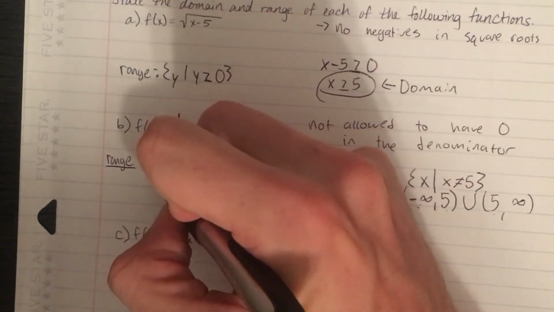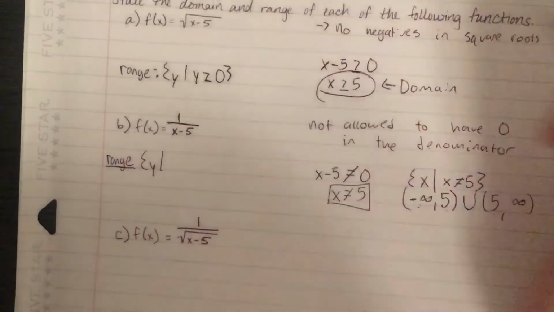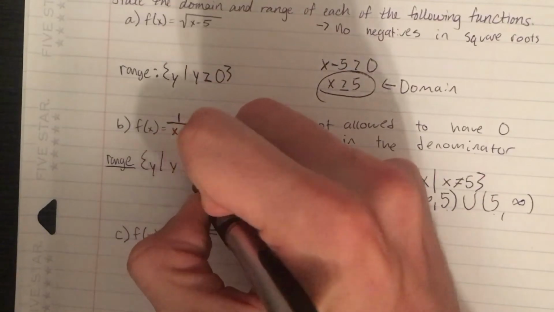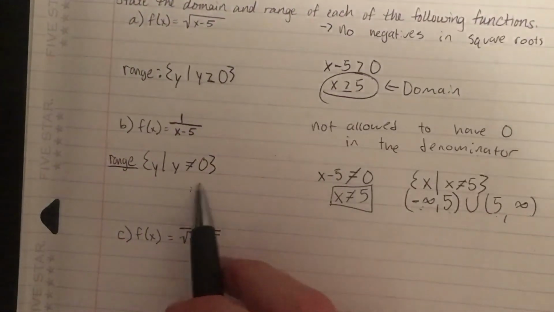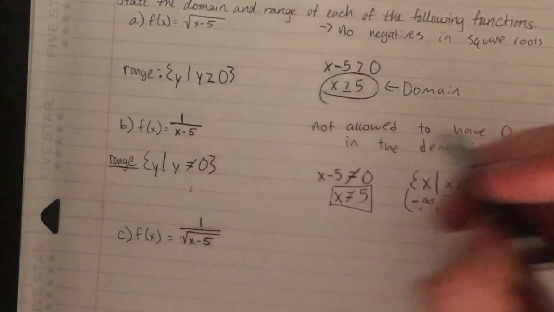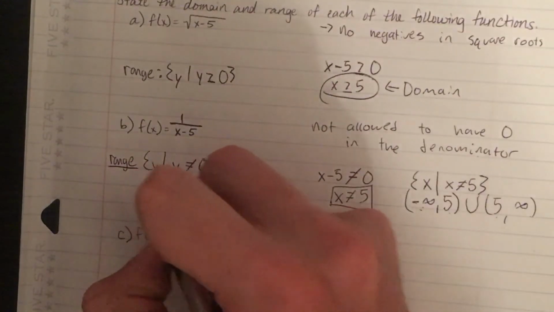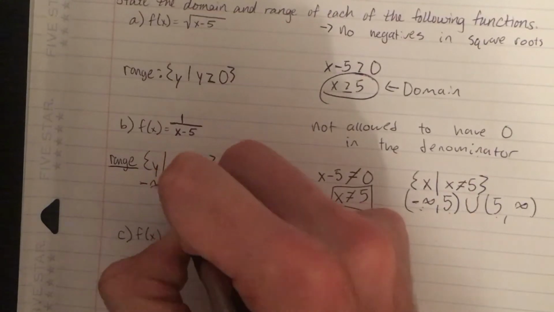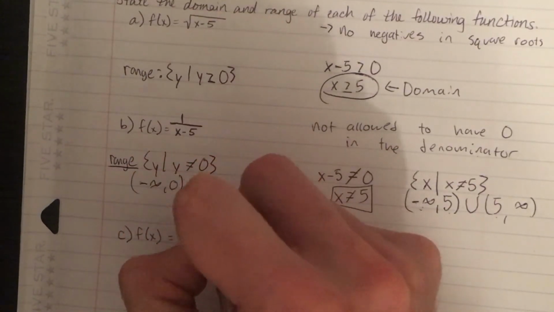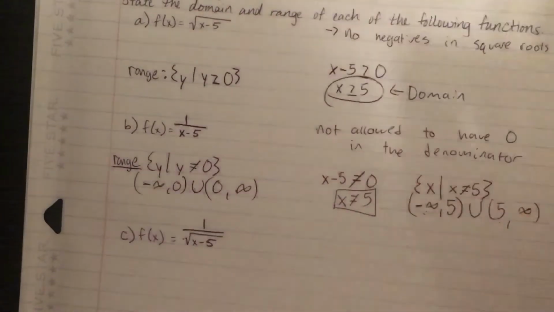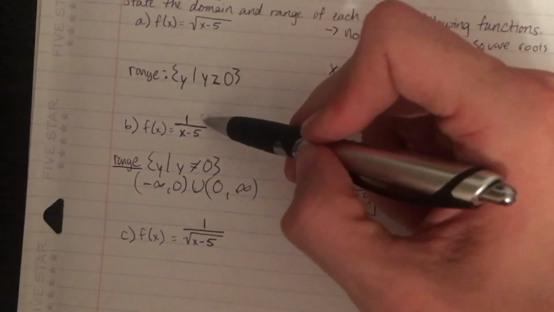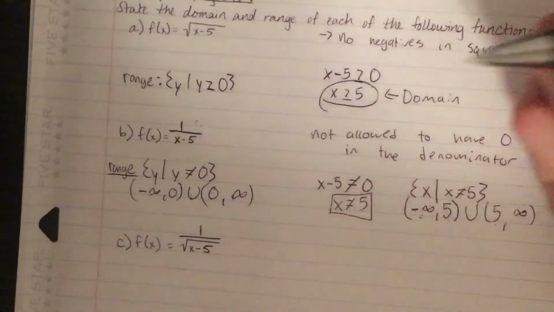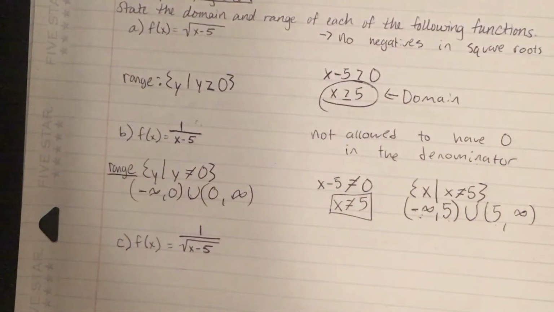So when we write that, we're going to say y such that y cannot be 0. And you all can go ahead and write the interval notation for that as well. That would be negative infinity to 0, union 0 to infinity. Because if you think about it, we can't divide 1 by anything to get 0. There doesn't exist a value that would work.